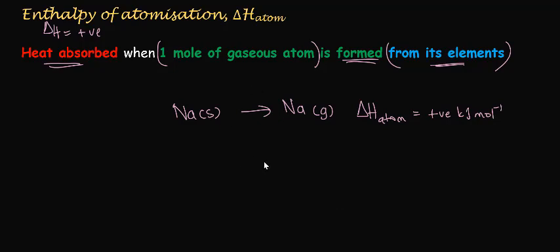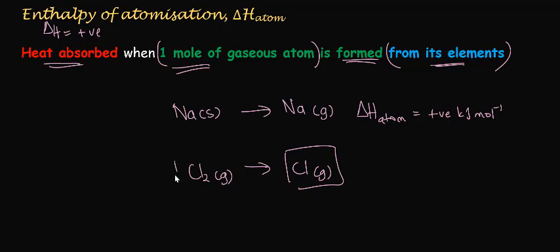Let's say you have chlorine gas atom, and you want to form 1 mole of chlorine gas atom. Chlorine from its element, the element of chlorine is Cl2 gas. Here it must be in 1 mole, so you need to times this by 1 over 2 so that you have 1 mole of chlorine gas atom. Then write down the enthalpy of atomization value in positive kilojoule per mole.